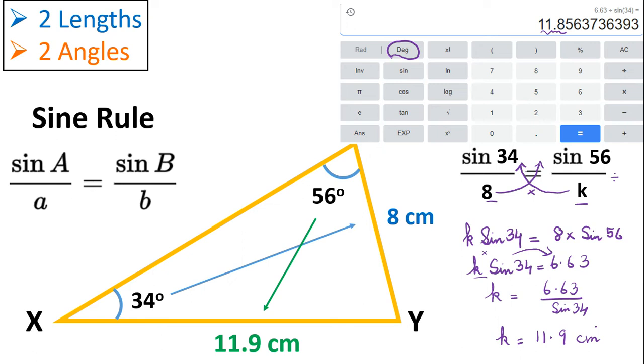So all you have to do is figure out which one you're taking as your A. Once you have figured that out, the length right opposite to A becomes your small a. Similarly, you equate it with the other angle available, and the length right opposite to that becomes your small b. And then you just go on solving the equation and you'll get your answer.